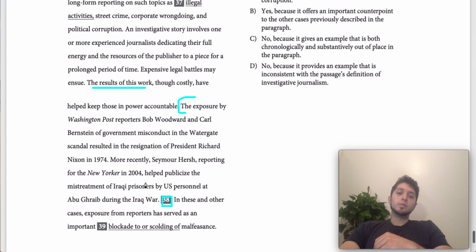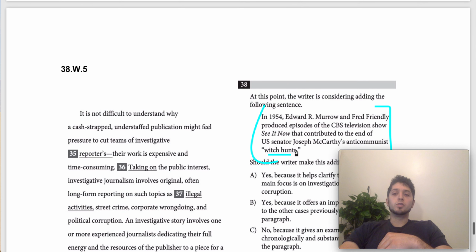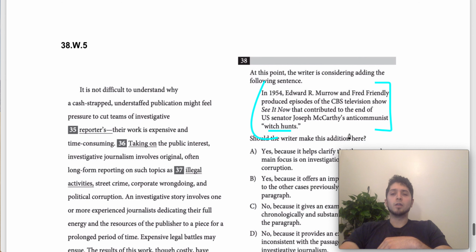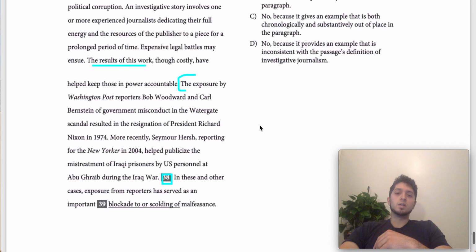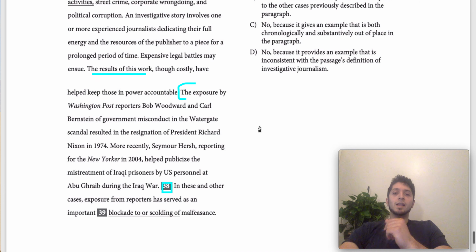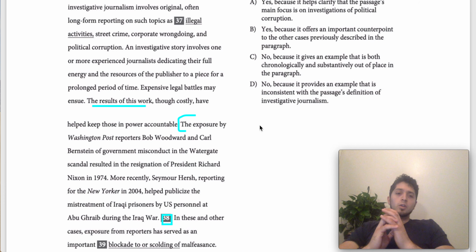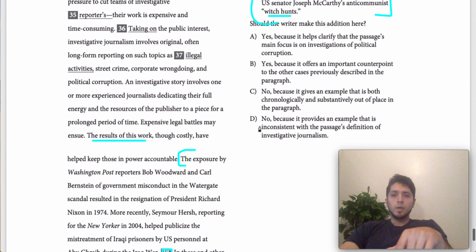And so we have 2 examples here about how investigative journalism has discovered political corruption or has brought to the attention some mistreatment that's been happening. And this seems to do so as well. It's contributing to the end of McCarthy's anti-communist witch hunts, right? So it's causing positive political change by highlighting something that's negative. So I would say yes, let's include it because it provides a supporting example. So if we say yes, we might say it helps clarify the passage's main focus.